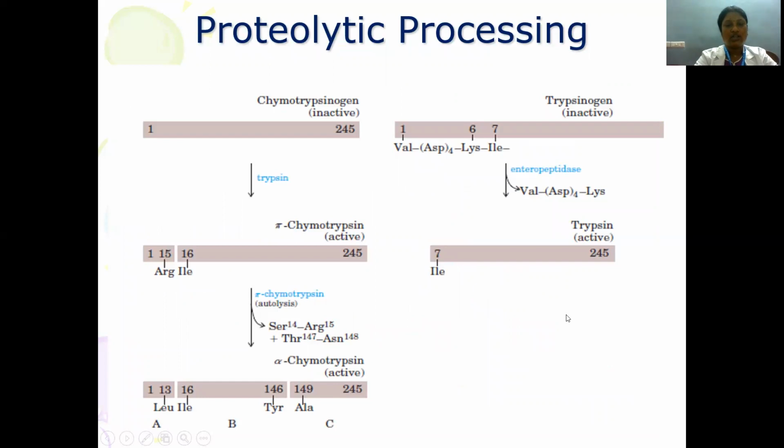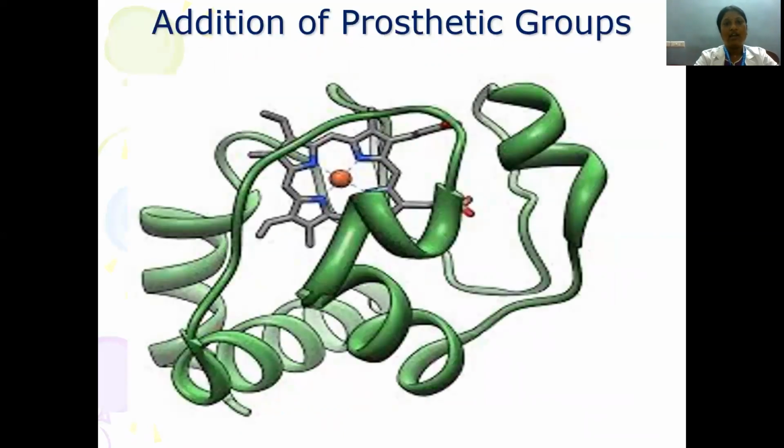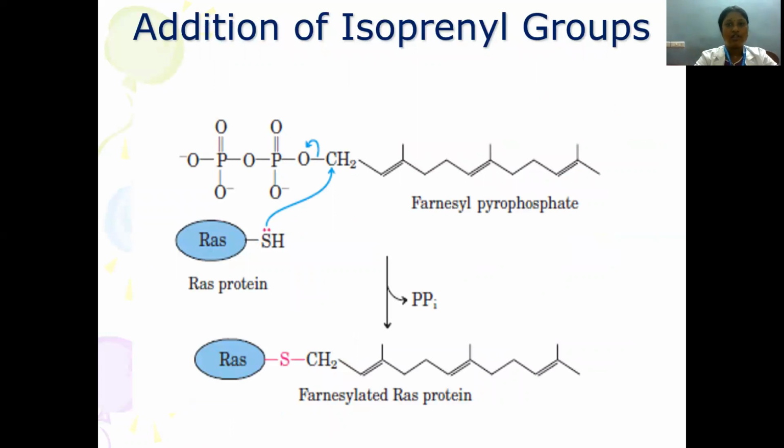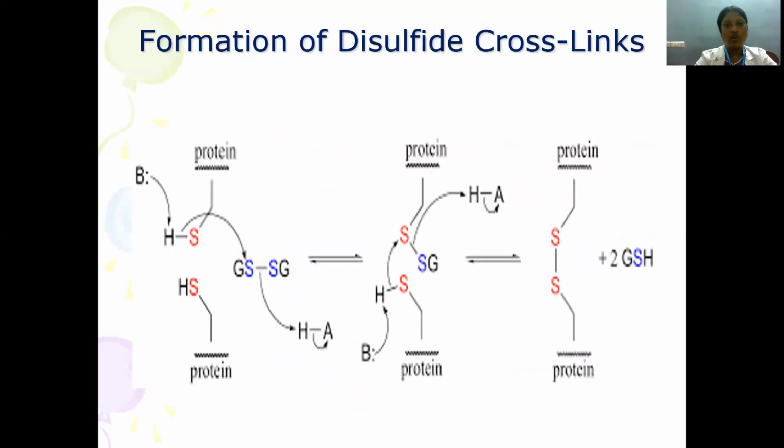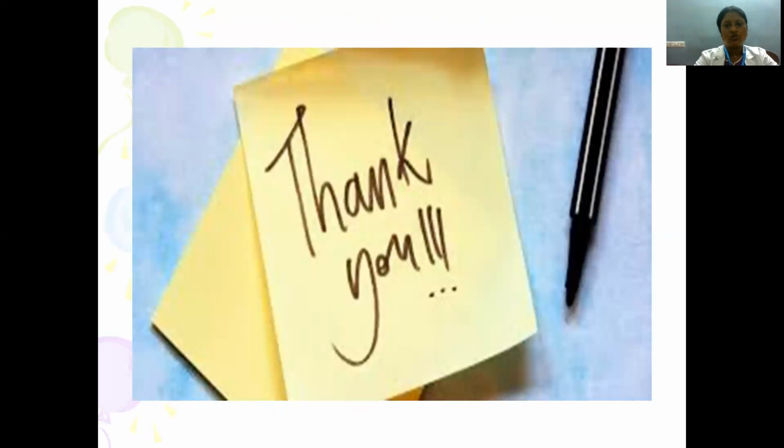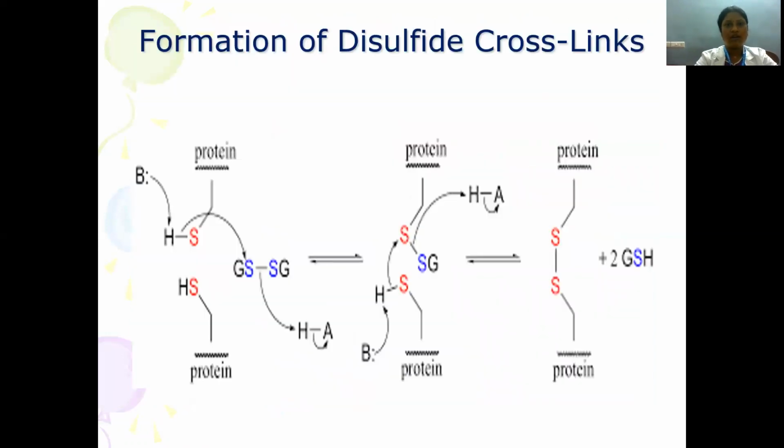And proteolytic processing, as in the case of zymogens, where the protein undergoes proteolytic cleavage to produce the active protein and its desired action, which happens in digestive enzymes and clotting factors, where a zymogen or inactive precursor is converted to the active protein. And addition of prosthetic groups, addition of isoprenyl groups, formation of disulfide crosslinks, as in glutathione and also in insulin. These are the post-translational modifications which happen after translation of the protein before it is converted into a native biologically functional protein. And with this, translation is over. Thank you.